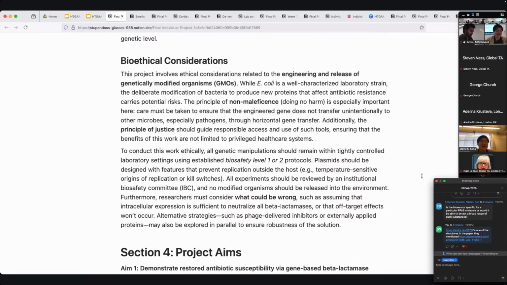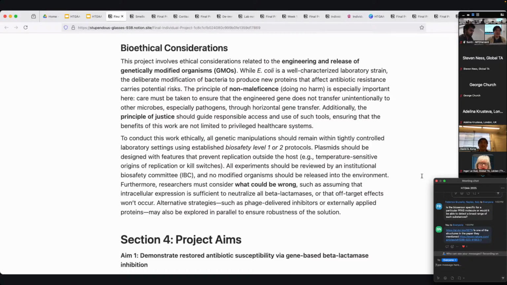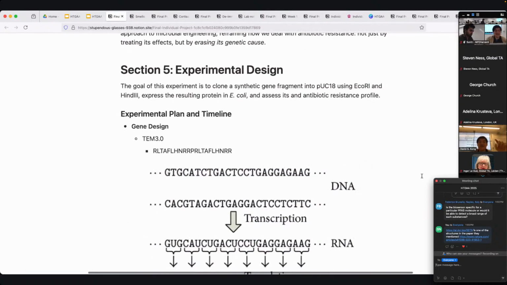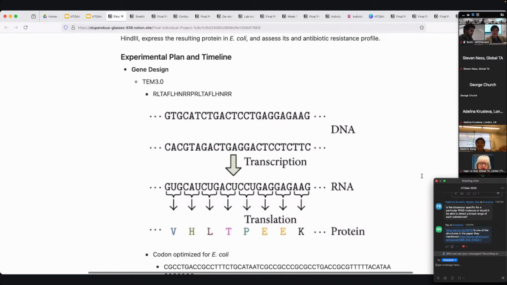And we don't know what its effect on living things is going to be. That's the main one. So we're going to go to the experimental plan and timeline.